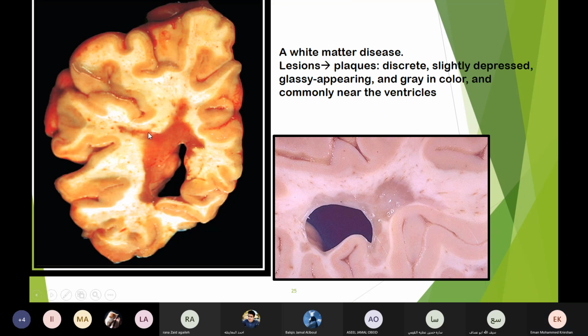This is multiple sclerosis. This is an autopsy of a patient with multiple sclerosis. As you remember, it is a white matter disease. Any disease of the myelin is a white matter disease. So there are plaques, discrete, slightly depressed, with a glassy appearance, shiny, commonly around the ventricle, near the ventricle. So this is an autopsy of a patient with multiple sclerosis. This is the brainstem.